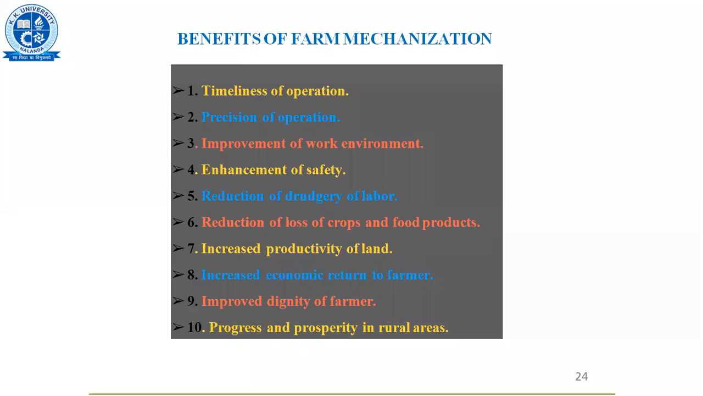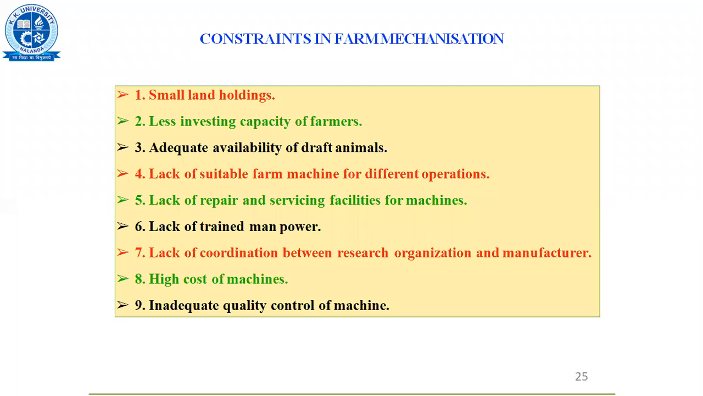Increased productivity of land, you can increase it because you have control on the water, control on the pests, control on the manure, whatever you have, such that you will have better returns. And improved dignity for the farmer. Now it's like an industry, and it automatically brings in a better economy, meaning better prosperity in the rural areas, and better amenities also once you have better money with you.